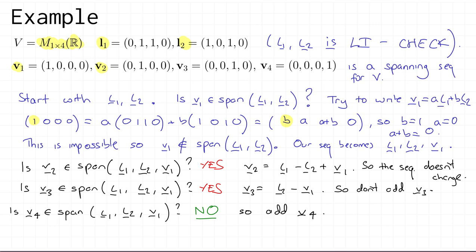And that's the final step. We've gone through each of v1, v2, v3 and v4. And therefore, the conclusion is that L1, L2, v1, and v4, which we added because it wasn't in the span of the first three things, is a basis of our vector space V containing the linearly independent sequence we started off with.